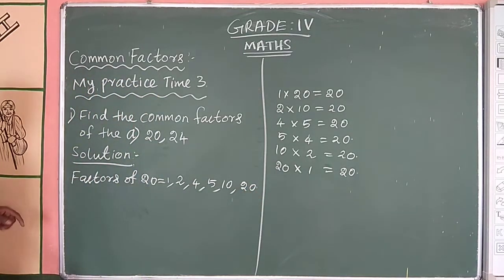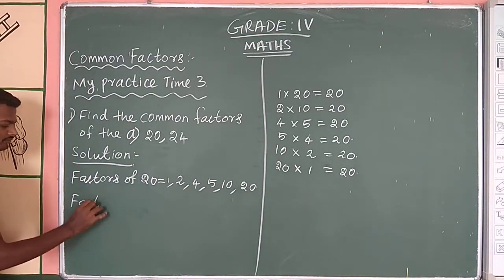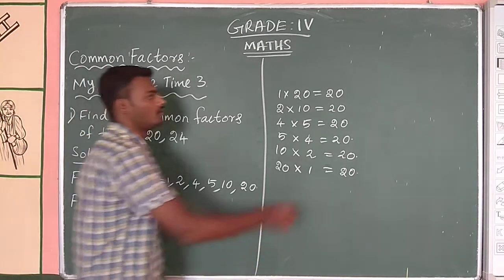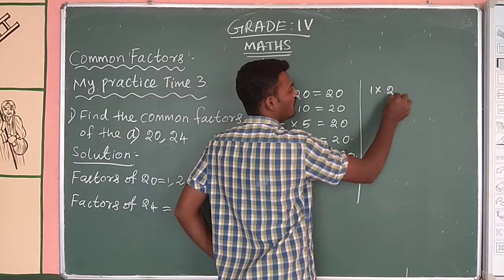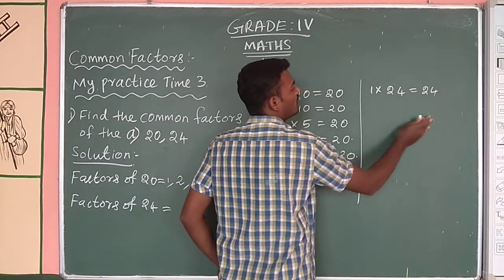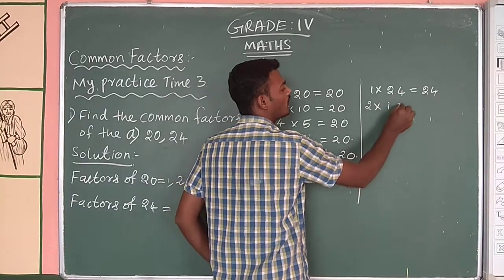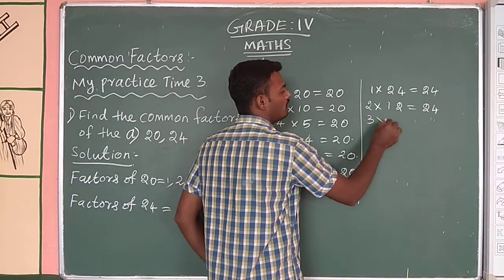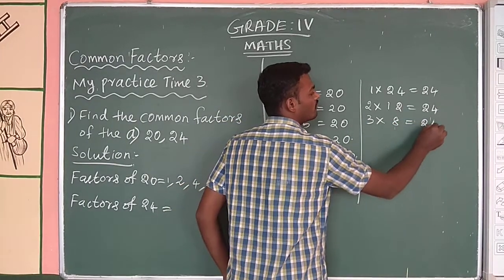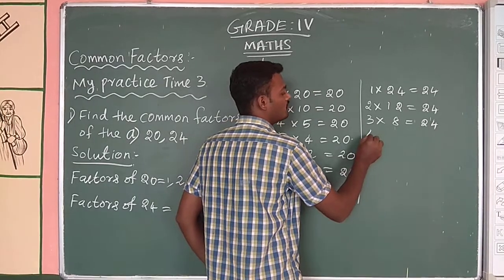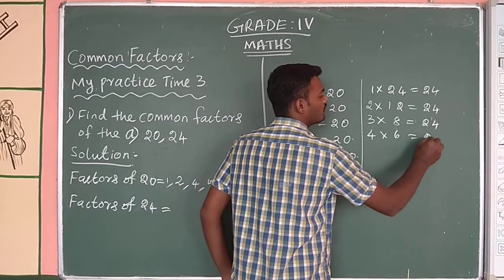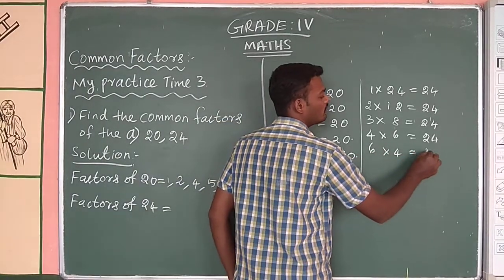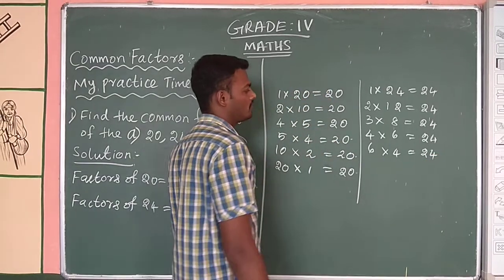Next one, factors of 24. 24 comes in the first table, 1 24s are 24. And 24 comes in the second table, 2 12s are 24. In the third table, 3 8s are 24. Fourth table, 4 6s are 24. Fifth table, not come. Sixth table, 6 4s are 24. In the seventh table, 24 does not come.